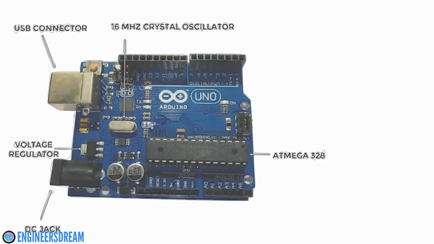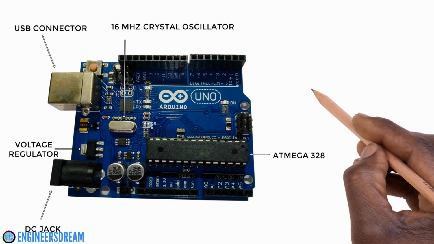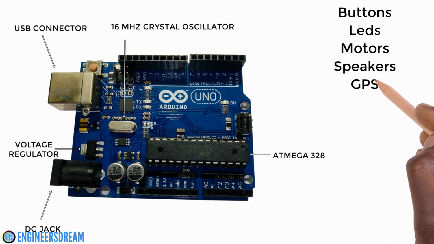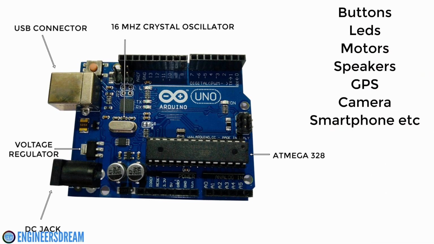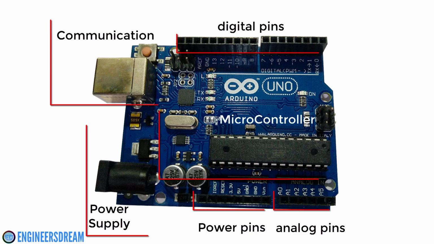learn programming. The Arduino board generally consists of a USB connector, a DC jack, Atmega microcontroller, crystal oscillator, voltage regulators, reset switch, etc. And it can interact with components like buttons, LEDs, speakers, GPS units, cameras, internet, and even your smartphones. The Arduino board that you're seeing right now is the Arduino Uno and it is one of the easiest Arduinos to get started with.